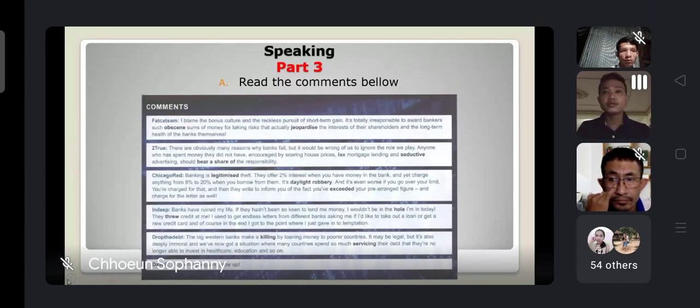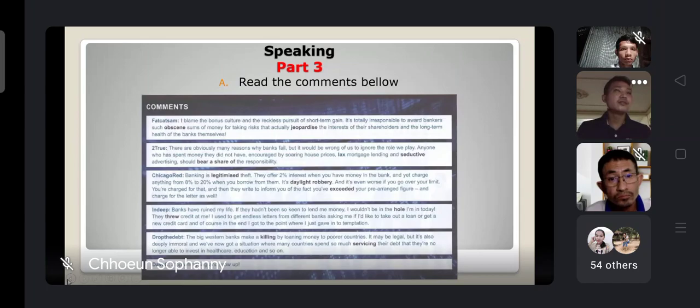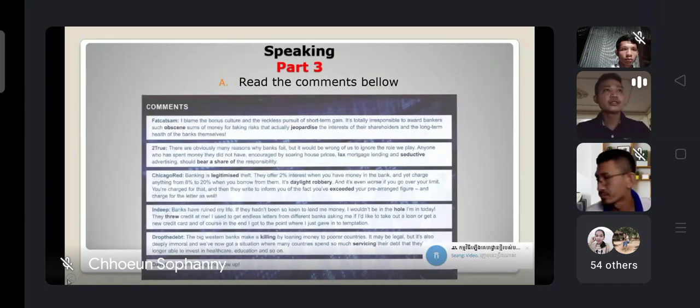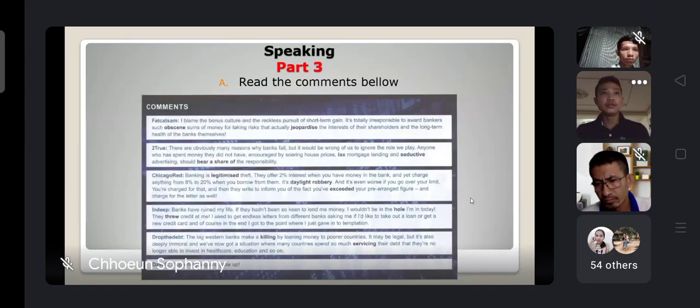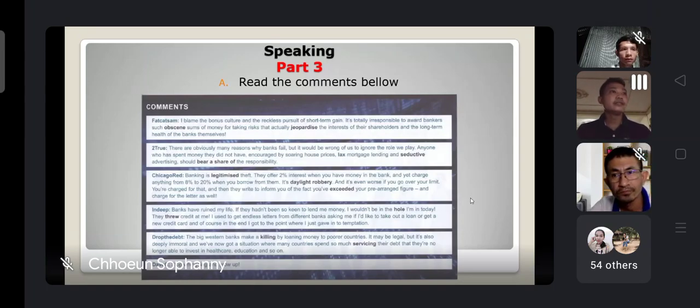Janicha, this is my part 3 speaking. Letter A, read the comment below. It is a total irresponsibility for a banker to gamble some of the money, taking risks that actually jeopardize the interests of their shareholders and, in the long term, the interests of the bank themselves.